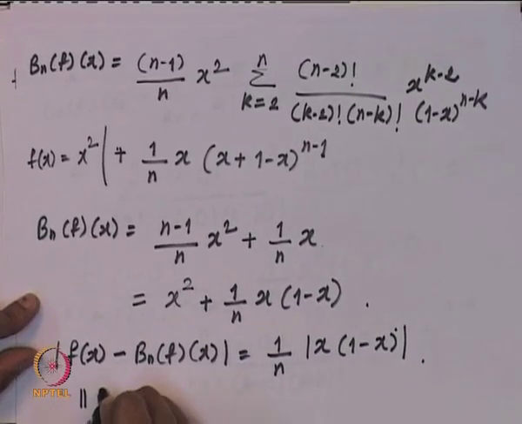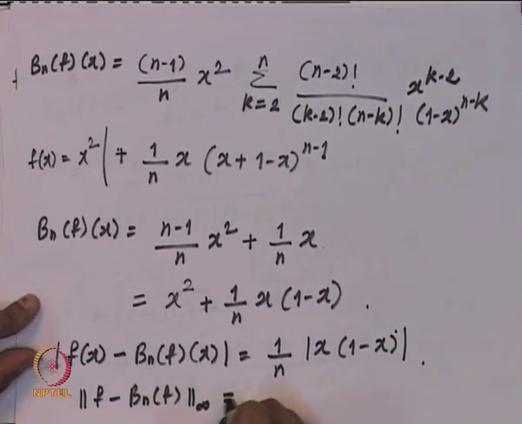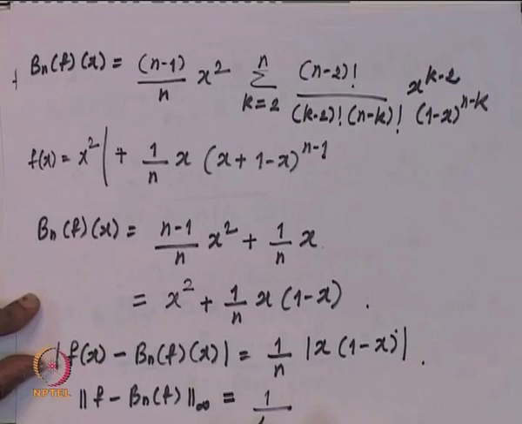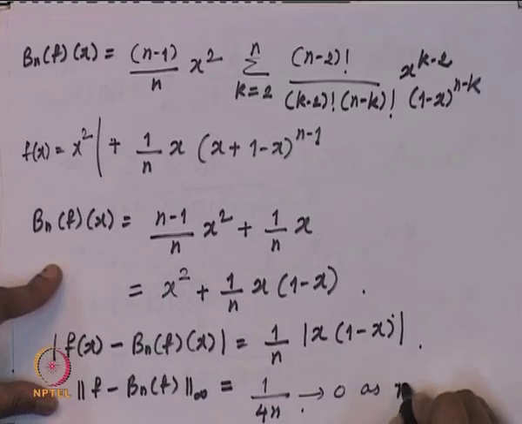And hence, the norm of f minus b n f, its infinity norm, is going to be the maximum of this when x belongs to 0 to 1. The maximum will occur when x is equal to half. So, it is going to be 1 by 4 n. So, this tends to 0 as n tends to infinity. So, now for the three functions, 1, x and x square, we have seen that we have got convergence of the infinity norm of f minus b n f to 0.